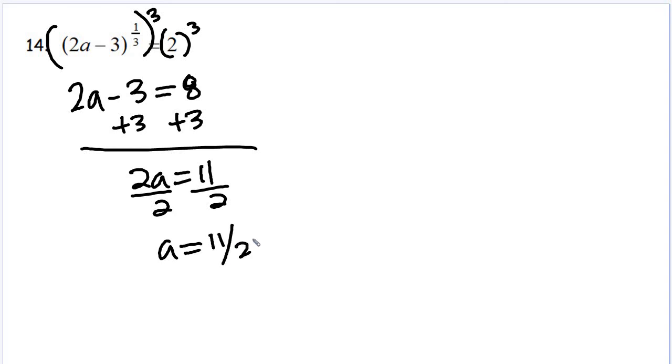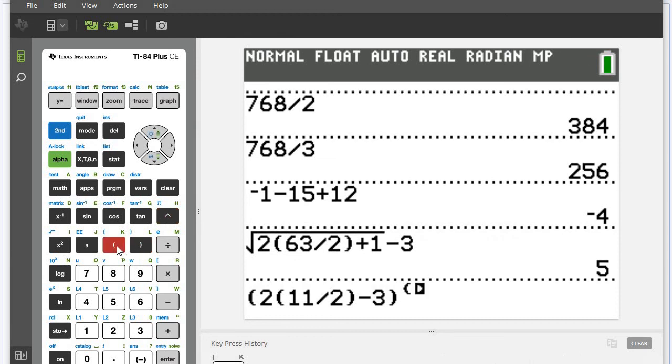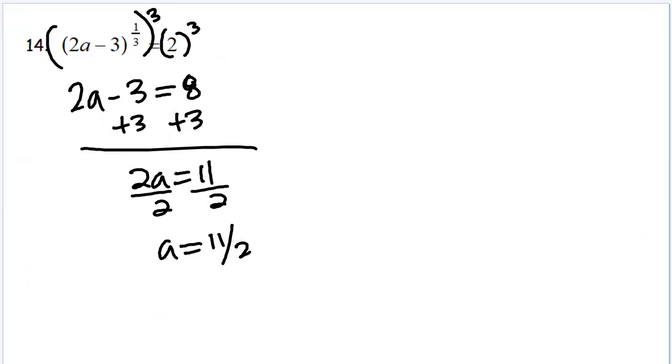Now before I call myself done, I am absolutely going to plug that back in to make sure that that's correct. So I'm going to go to my calculator, and I'm going to do parenthesis 2 parenthesis 11 divided by 2 close minus 3, and I'm going to do close parenthesis, that whole quantity raised to the, and if yours doesn't do this right here where it does the exponent for you, you will have to use parenthesis. 1 divided by 3, enter, and it is 2, so that is absolutely a solution, and you will box that in. So remember, if it doesn't work out, it could be a no solution, so don't panic, double check it and make sure it's right.